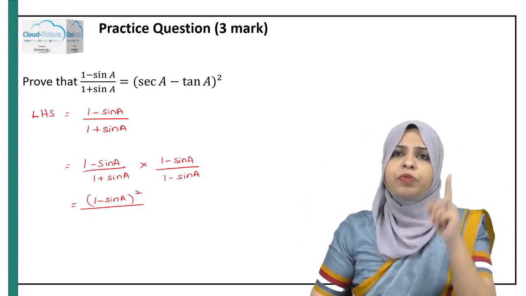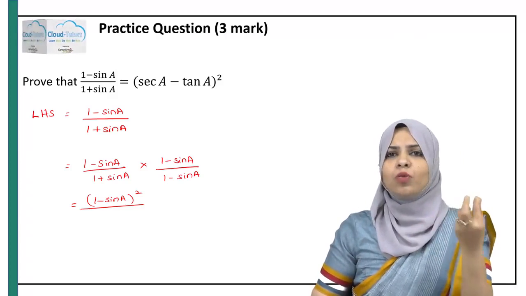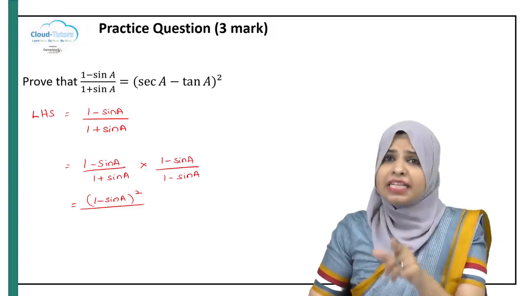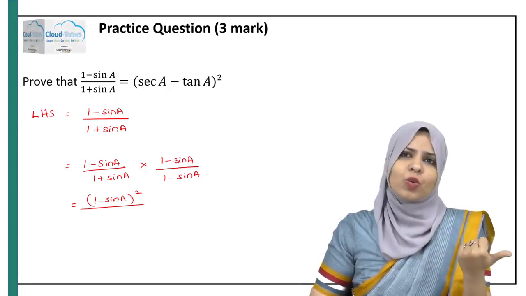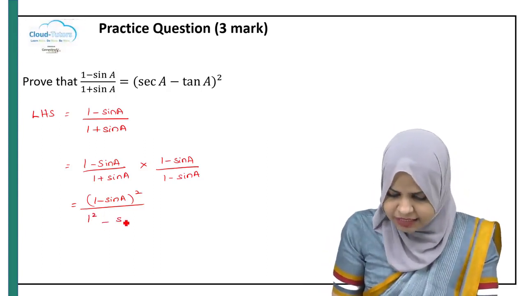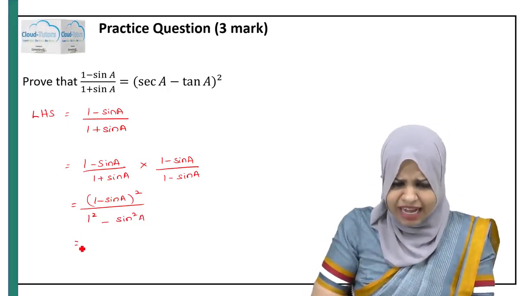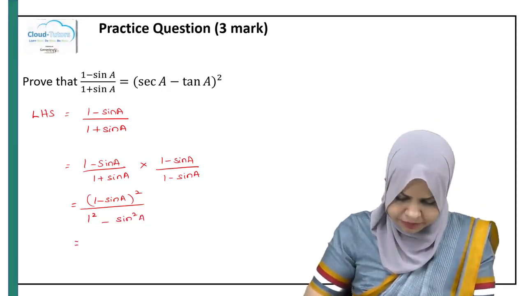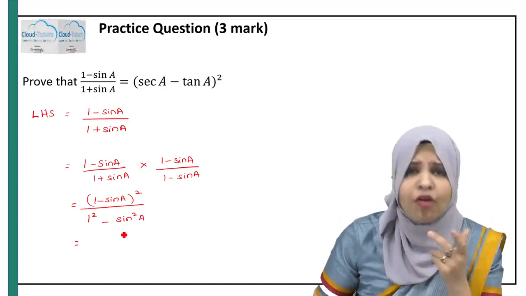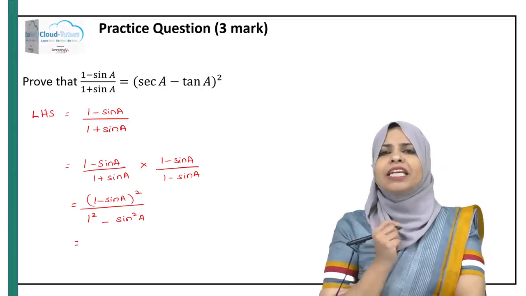Here what is A? 1. What is B? Sin A. So A plus B, that is 1 plus sin A into 1 minus sin A is what? A square minus B square. Right? So let's do it. 1 square minus sin square A. Now let's expand the numerator. So 1 square is nothing but 1, right? What is 1 minus sin square A?